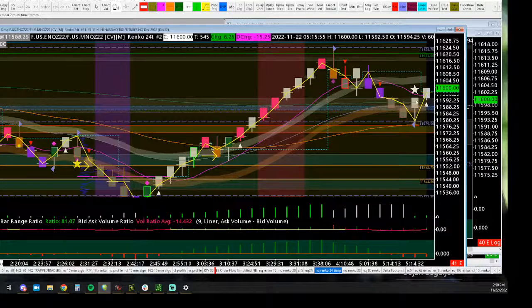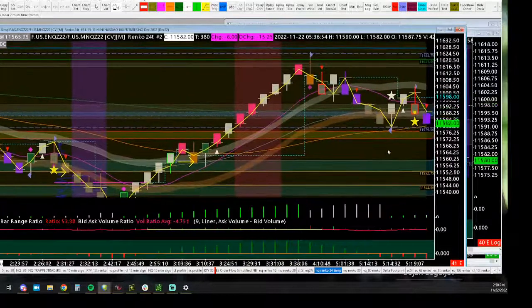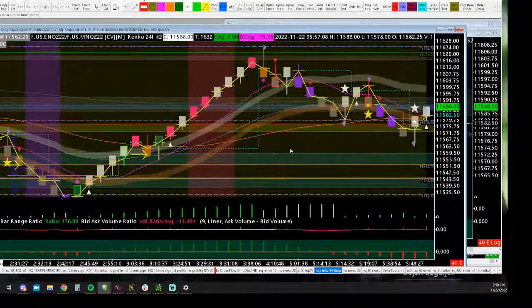Okay, they try to get under it. They save it at the voodoo range level with a star, and it rejected the yellow box. Dude, that pattern just keeps happening. That's neat.